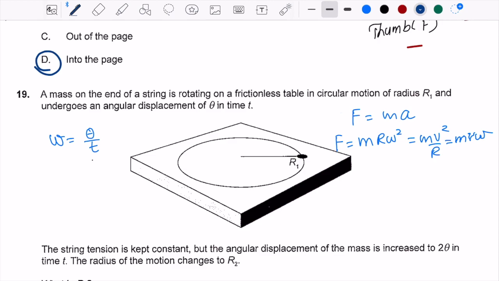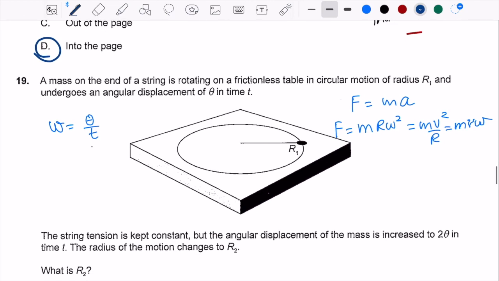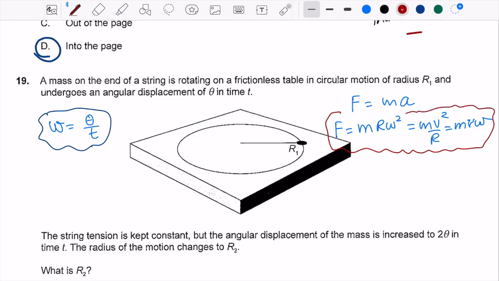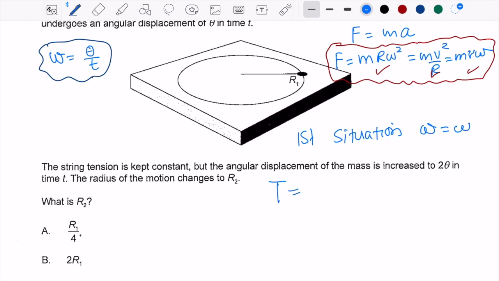Question number 19 uses two basic equations. One, angular velocity is theta over t. The second equation we use is on the right hand side of the screen. The centripetal force equation can be written in 3 different forms, right? Alright. So first situation, let's write. First situation, angular velocity is omega. So I write tension equals m r1 omega squared.